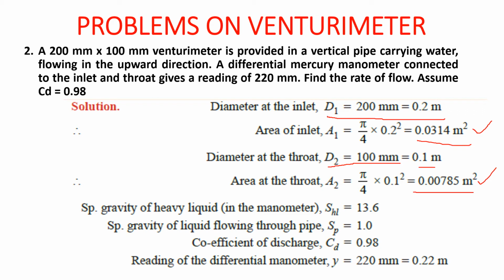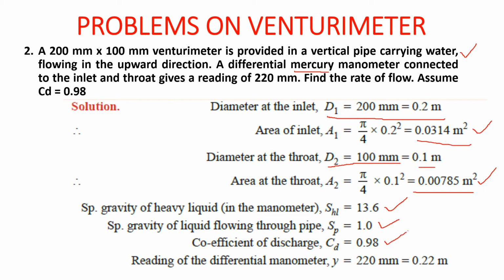Then specific gravity of heavy liquid in the manometer. Now see guys, there is a differential mercury manometer given. So the heavier liquid in the manometer is mercury. So specific gravity of heavy liquid in the manometer, that is SHL, is 13.6. Specific gravity of liquid flowing through the pipe, you will see that it is carrying water. So therefore specific gravity of liquid flowing through the pipe, that is SP, is 1. Specific gravity of water is 1.